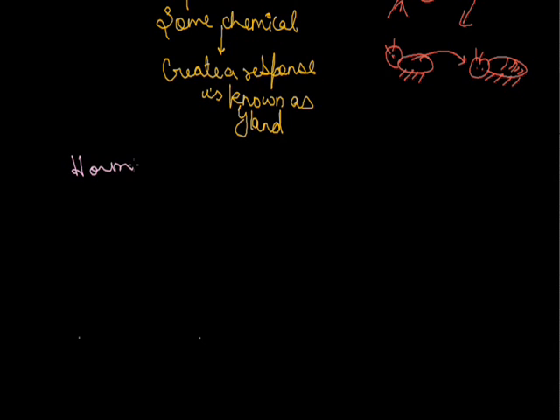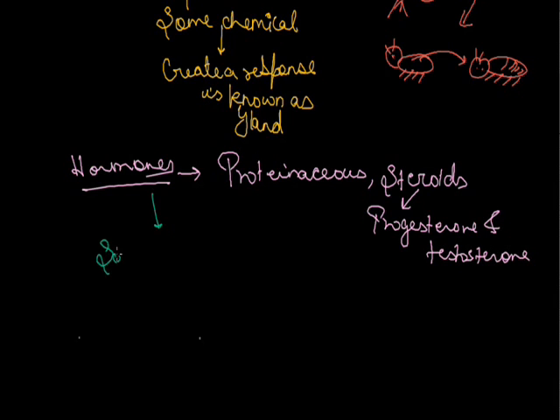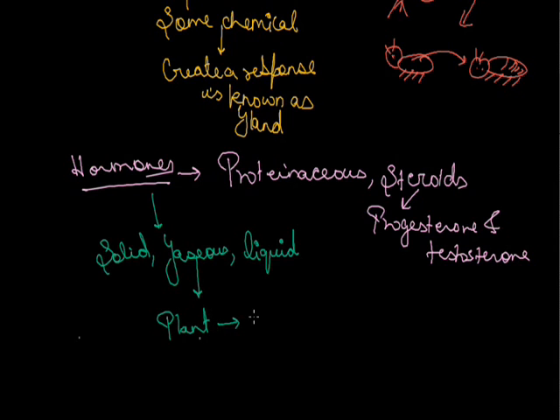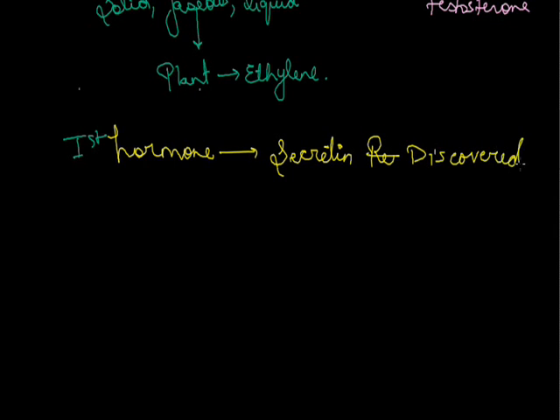Next, talking about hormones, they are mostly proteinaceous in nature. They may be steroids like progesterone and testosterone. Hormones may be solid, gaseous, or liquid by nature. A gaseous hormone present in plants is ethylene. The first hormone was secretin, discovered by Starling.